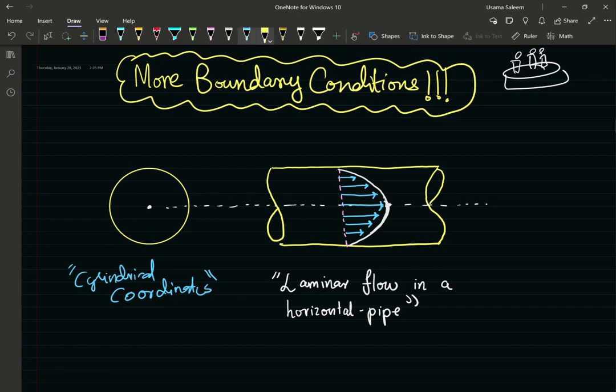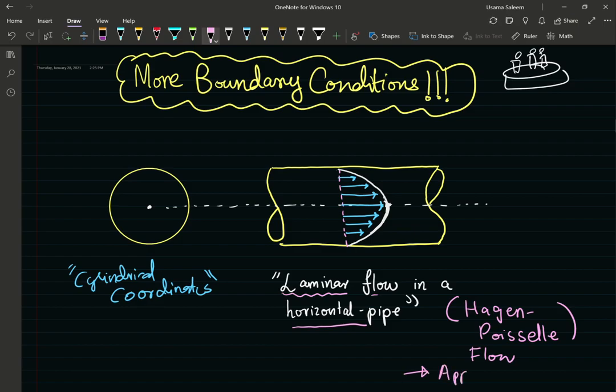I have laminar flow in a horizontal pipe. Some of you already know this, some of you who have read ahead and done your homework. This is the Hagen-Poiseuille flow. I don't know how to spell Poiseuille, so I'm just going to trust my memory, and I'll edit it in the comments if that's wrong. This is going to be a simple application of the Navier-Stokes equation. This is one of the main applications of the Navier-Stokes equation. I'm just going to call it the NS equation.